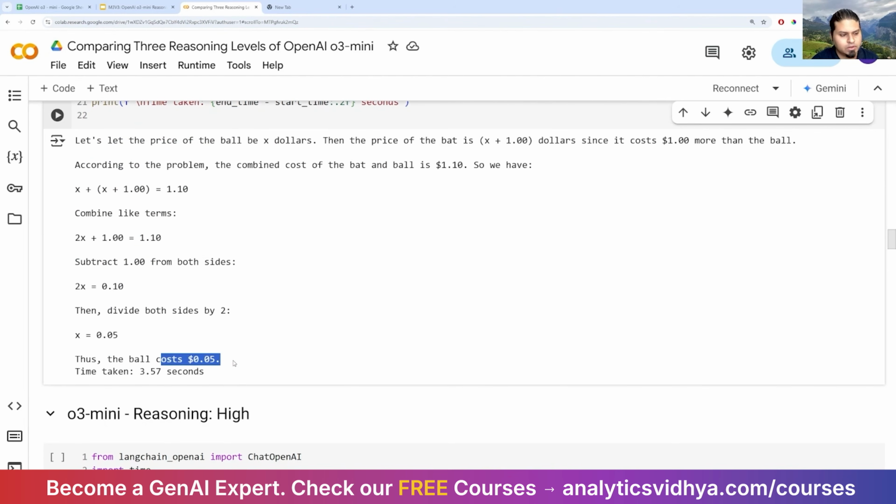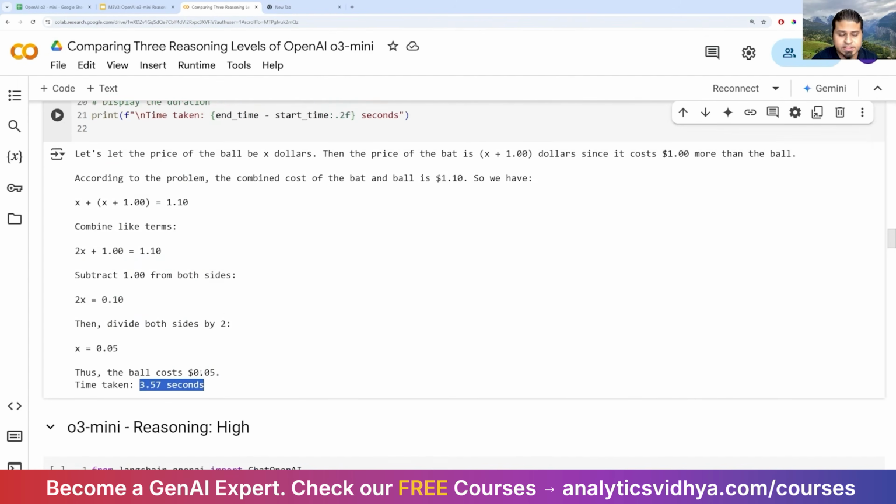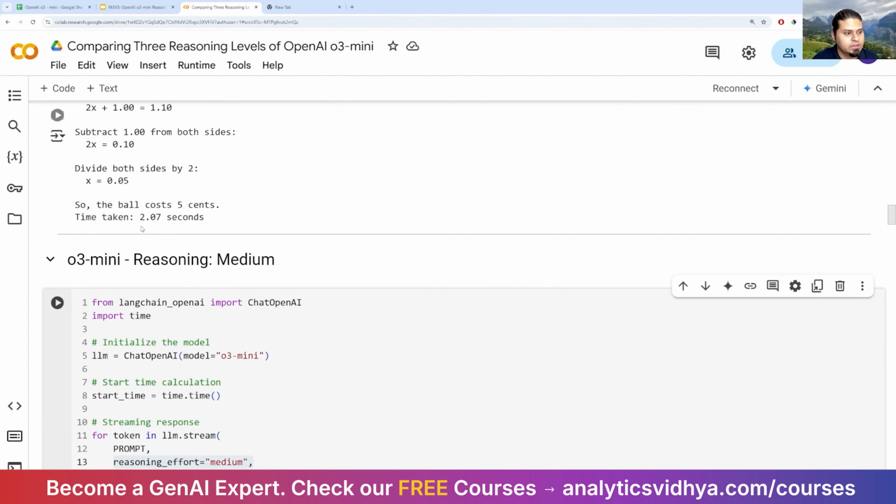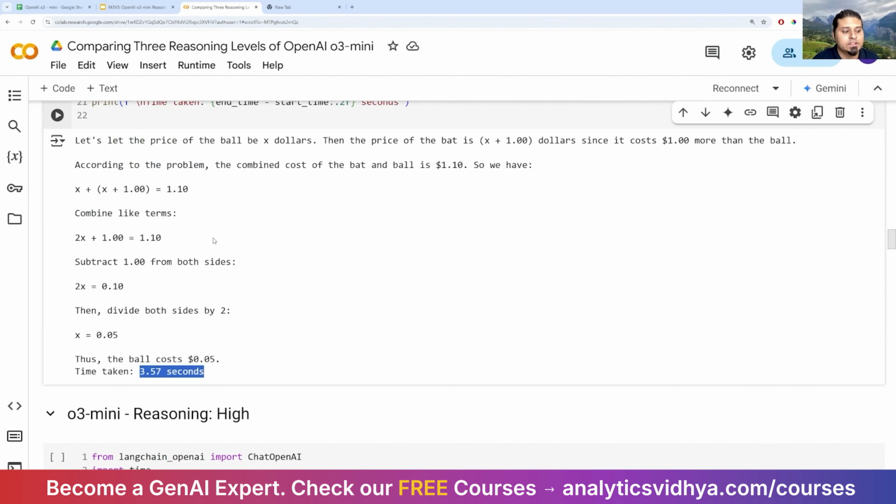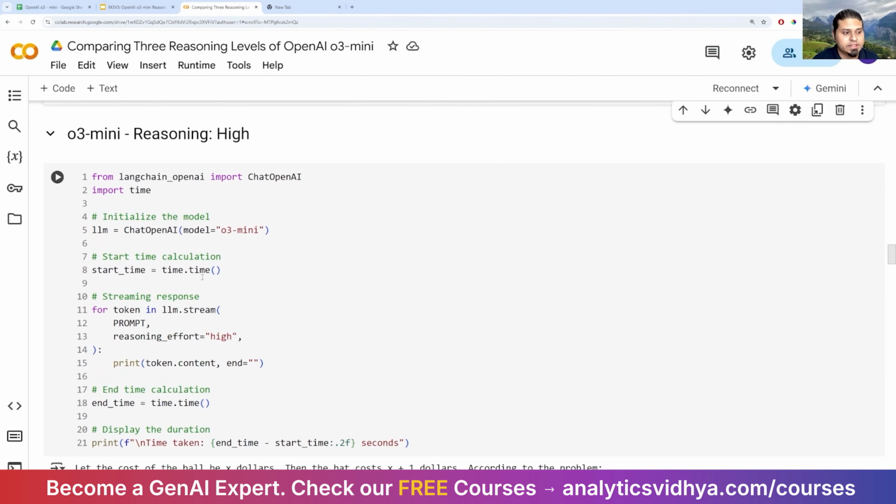And it tells us the ball costs $0.05. Time taken is 3.57 seconds. Earlier, it was around 2 seconds, so slightly longer time. And now let's look at with the reasoning effort set to high.